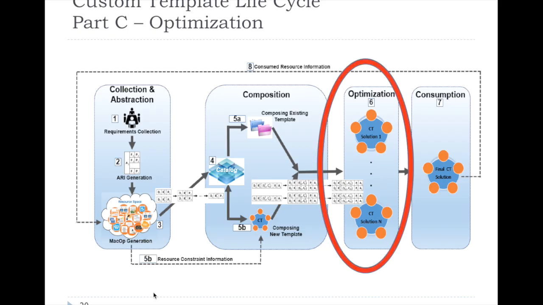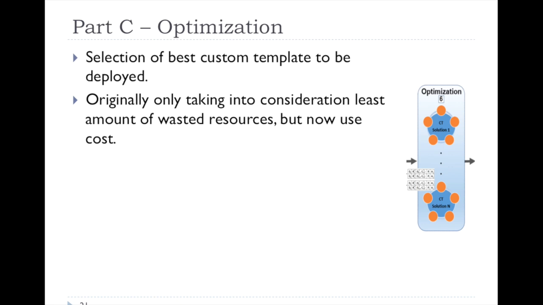So in this optimization part, part C, we talk about all the different solutions that we get from our macro operator being compared to the custom templates. And here we will select 3, as we showed before, and then we give it to the user to decide which one they would like the most.